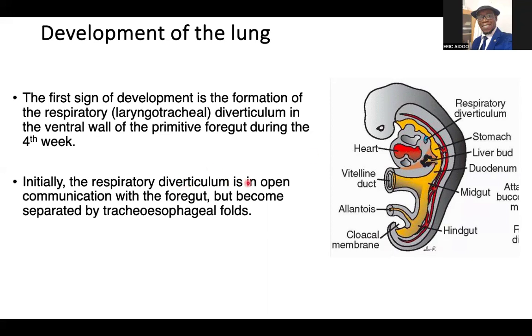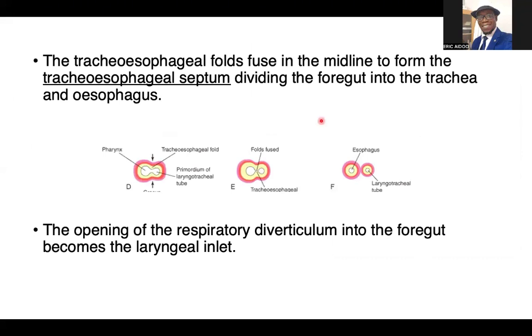Initially, the respiratory diverticulum is in open communication with the foregut, but becomes separated by tracheoesophageal folds. So this blue strata is in common communication with the yellow portion, but eventually to be divided. How is the division going to go about? The tracheoesophageal folds, which are these indentations where the arrow is pointing, will fuse in the midline to form the tracheoesophageal septum. So the folds will fuse and form a septum, and that will divide the foregut into the trachea and then esophagus.